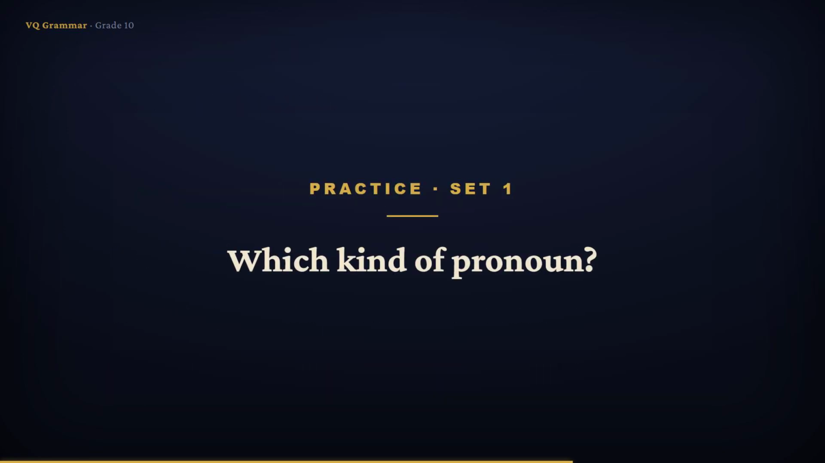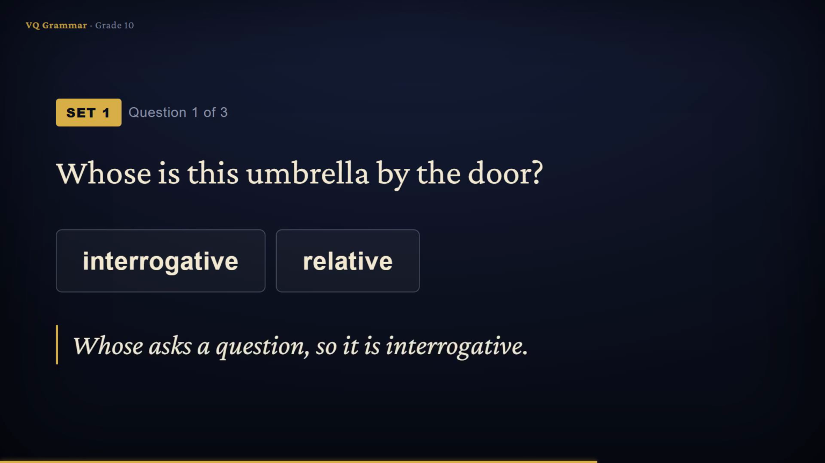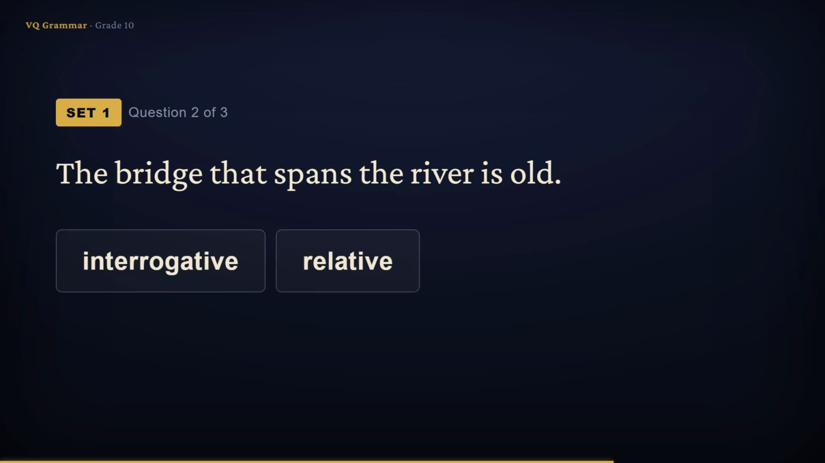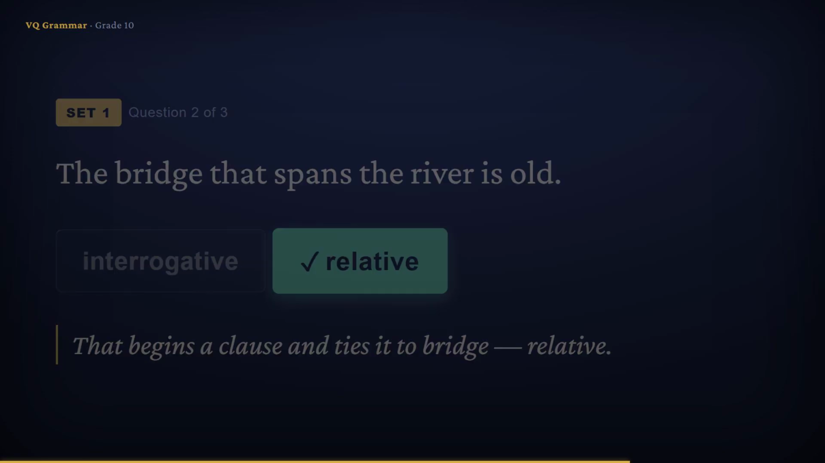In this first set, I'll show you a sentence with one pronoun highlighted, and you decide which kind it is. Pause the video and try each on your own before I reveal the answer. Whose is this umbrella by the door? The word whose is asking a question. It wants to know who the owner is. So this one is interrogative. The bridge that spans the river is old. Hear the word that isn't asking anything. It begins the clause that spans the river and ties it back to the noun bridge. So this one is relative.